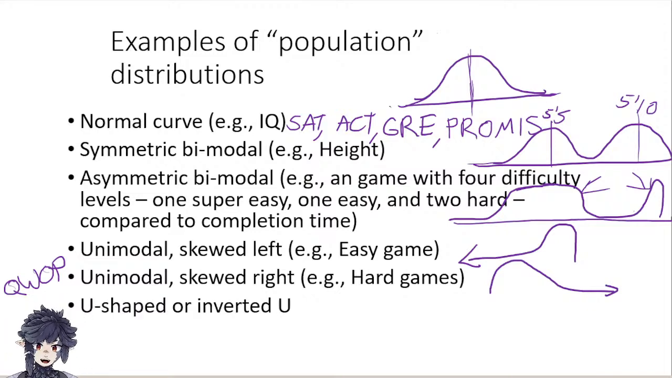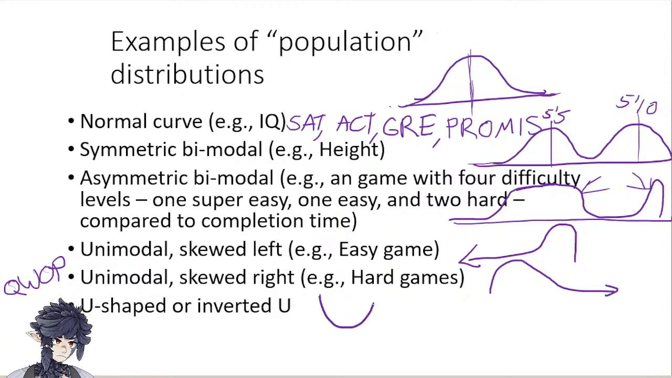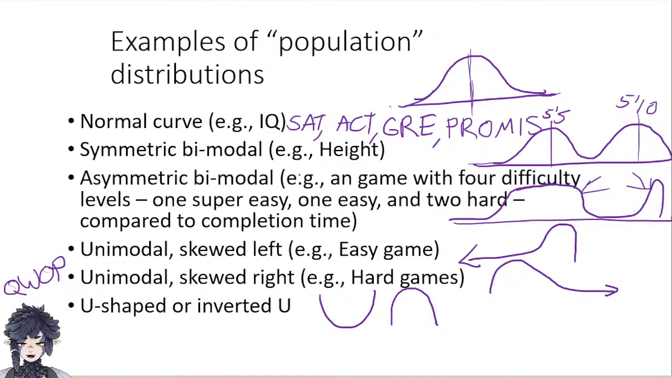We also have U-shaped or inverted U distributions, where most people are either scoring very low or very high, and very few people are right in the middle. You're either really good at something or really bad at something. Nobody's in the middle. Or an inverted U, where pretty much everybody is around the same level. No one is exceptionally high, no one is exceptionally low on that particular thing. So those are all different shapes that frequency distributions might take, with most of them having real-life examples.